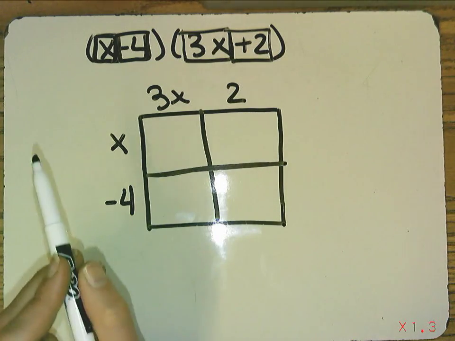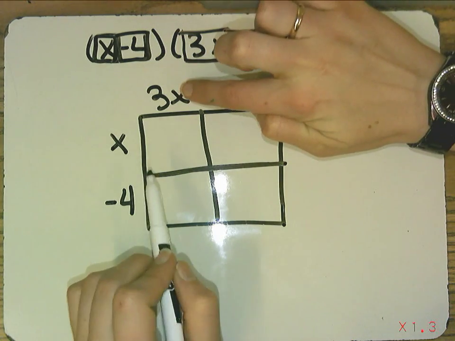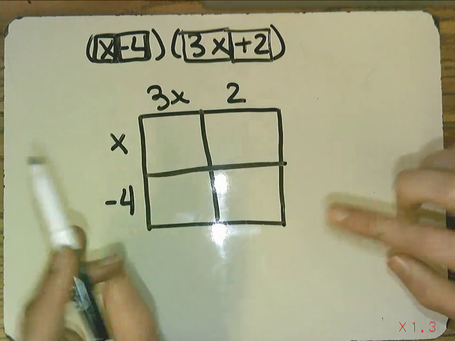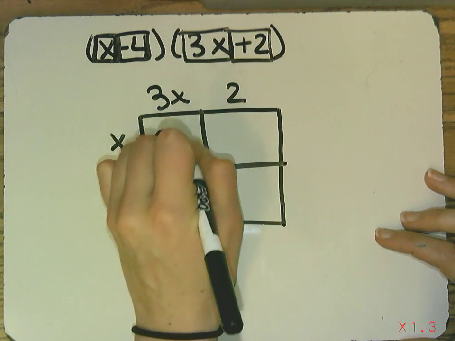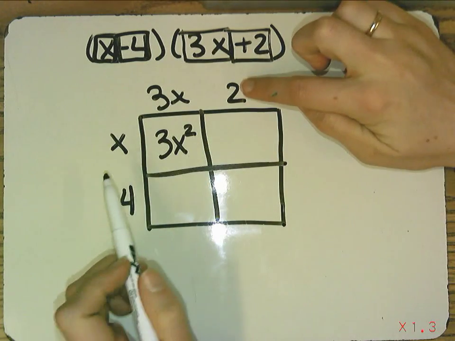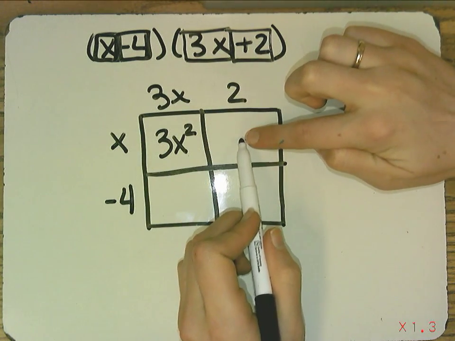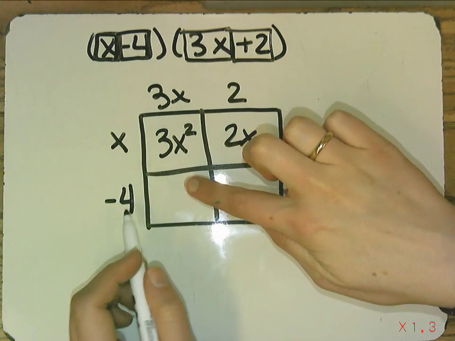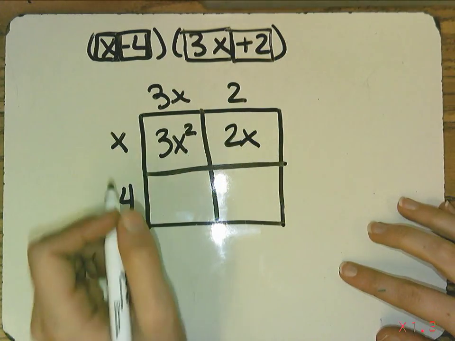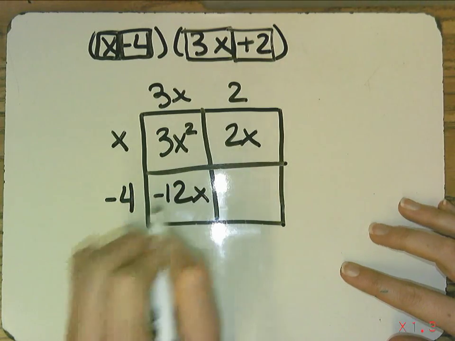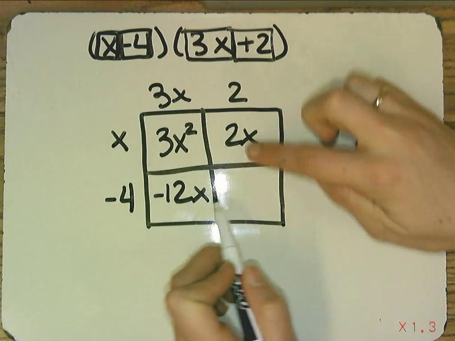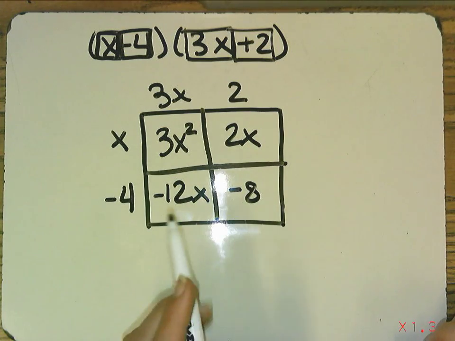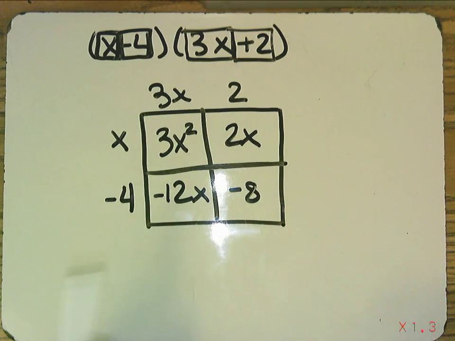Okay. Now all I'm going to do is take the product of 3x and x, and it's going to go in this box. So that product would be 3x squared. The product of 2 and x go in this box. The product of 3x and -4 go in this box. And lastly, we have the product of 2 and -4. Now that I've found each of these products, we're going to add them all up.